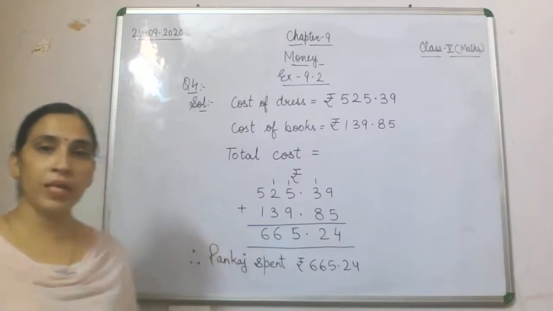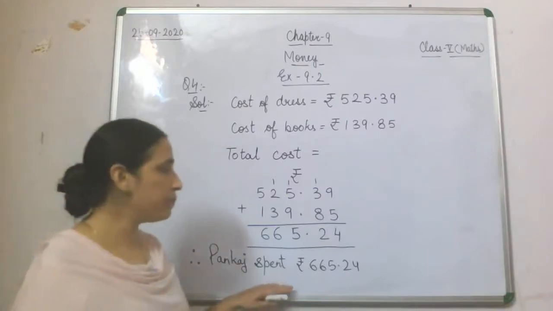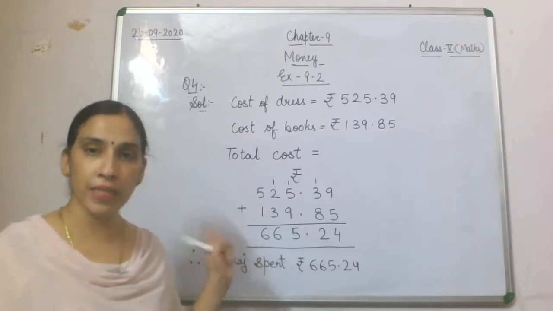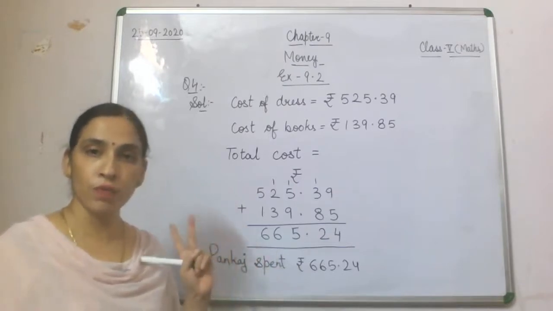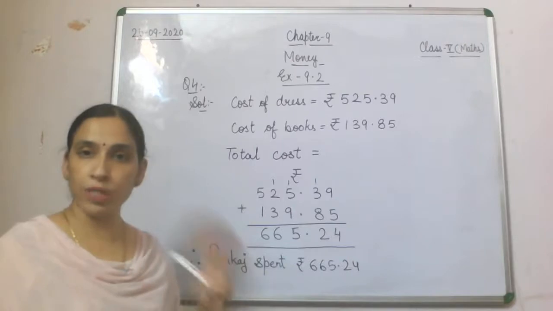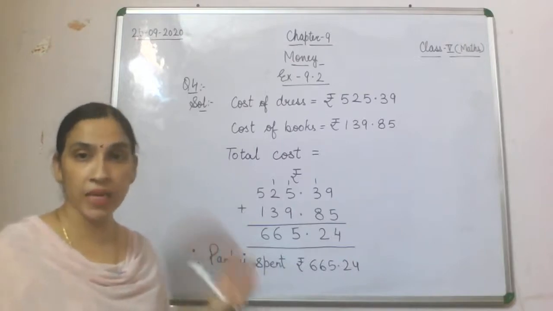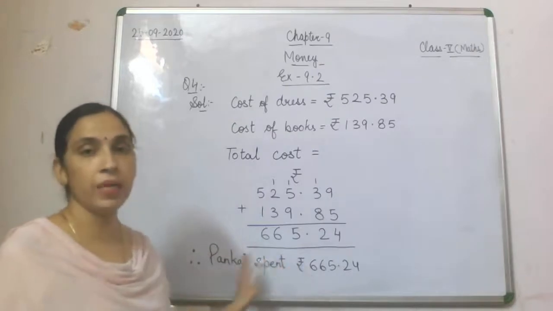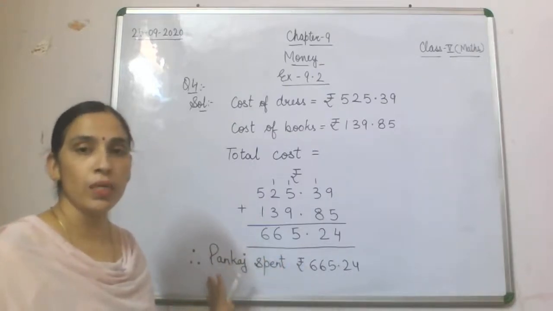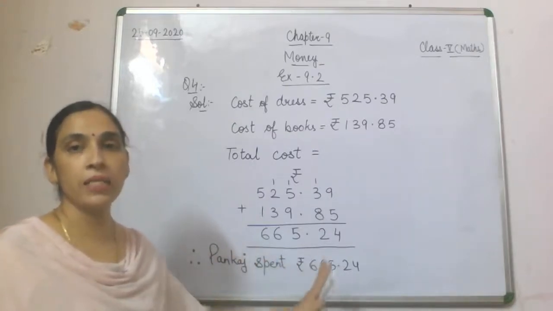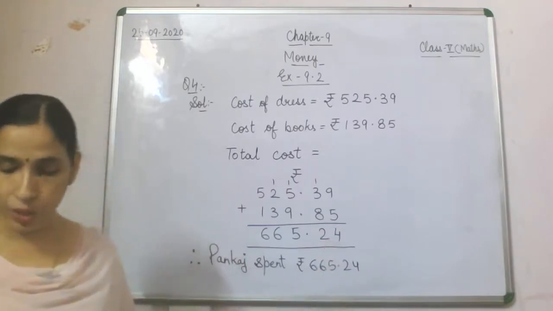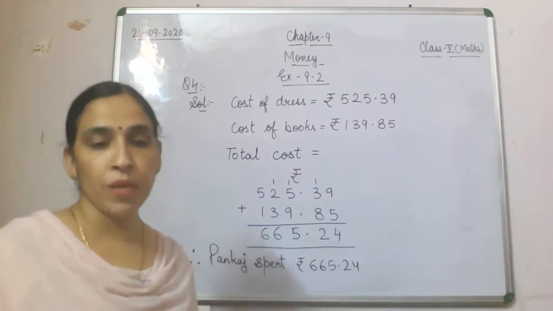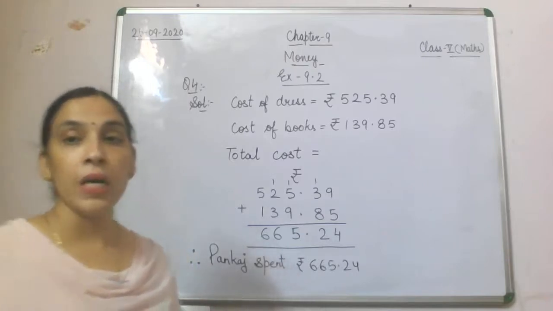So I hope there is no problem in this question. We have written cost of dress, then cost of books, then total cost, then we have done the addition, and after adding that money we get the total money spent by Pankaj. So this is your question number 4. Now let's start question number 5.